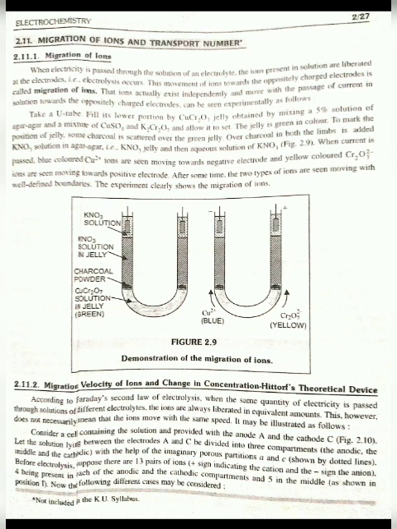Next heading 2.11 Migration of ions and transport number. Heading 2.11.1 Migration of ions. When electricity is passed through the solution of an electrolyte, the ions present in solution are liberated at the electrodes, that is, electrolysis occurs. This movement of ions towards the oppositely charged electrodes is called migration of ions. That ions actually exist independently and move with the passage of current through the solution towards the oppositely charged electrodes can be seen experimentally as follows.